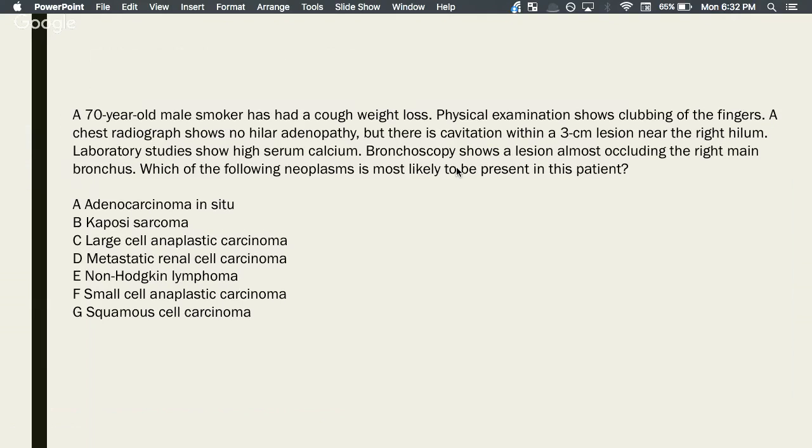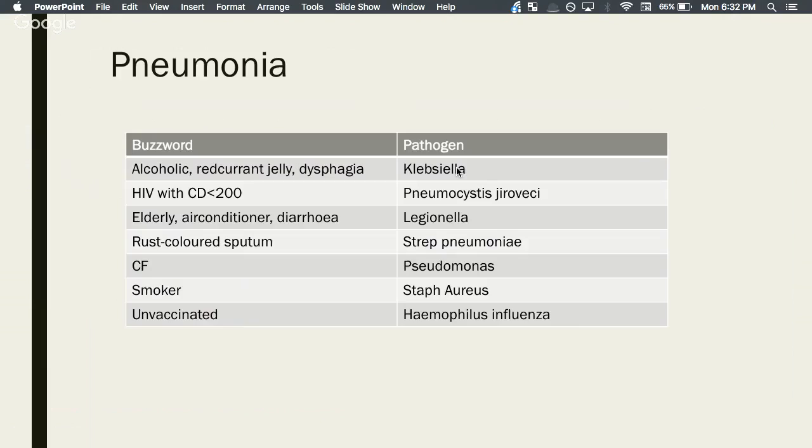Sorry. Yep. The diarrhea? So with Legionella, they tend to present with diarrhea as well as the pneumonia type symptoms. So that's the only pneumonia that also has a symptom of diarrhea.